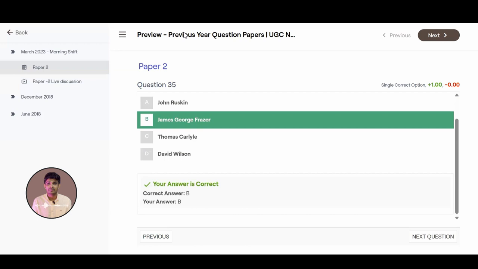Give me the answer. Absolutely no excuse about it. The Wasteland was heavily influenced by J.G. Frazer's The Golden Bough. Many myths used by Eliot in The Wasteland are from The Golden Bough.